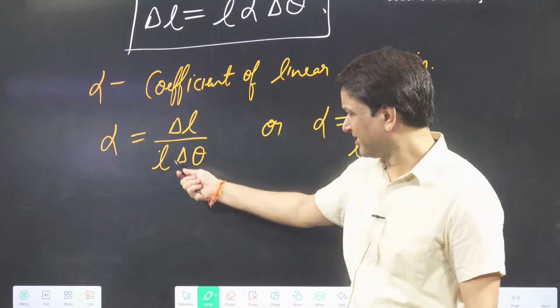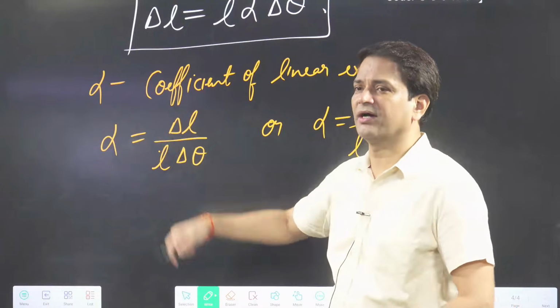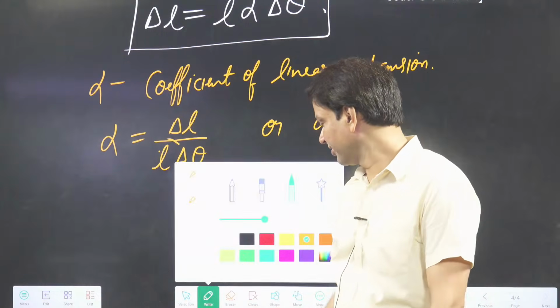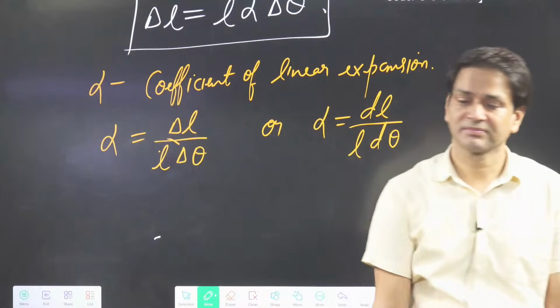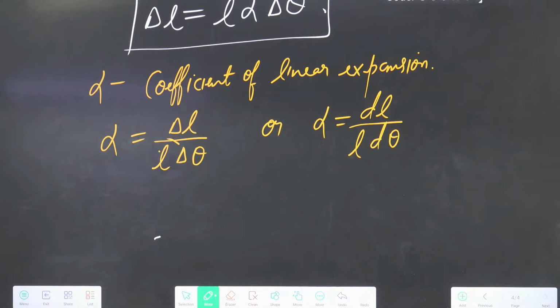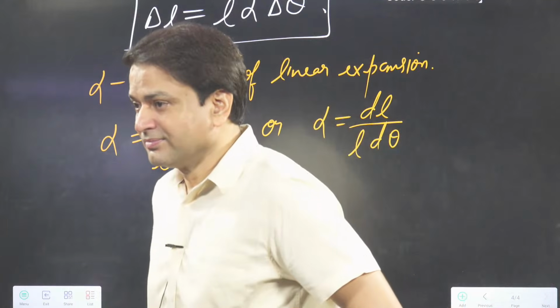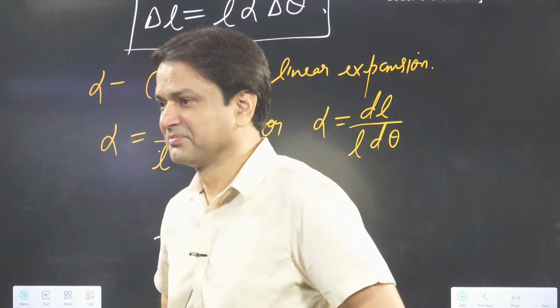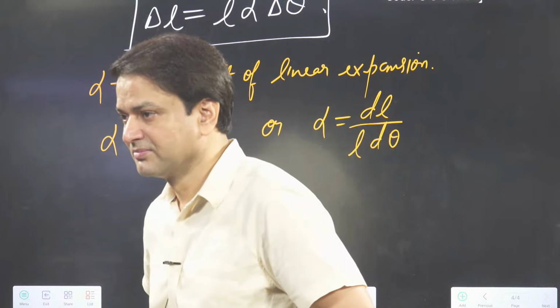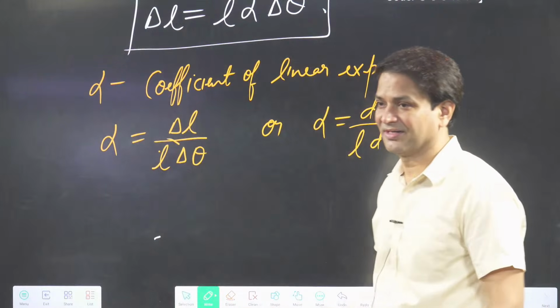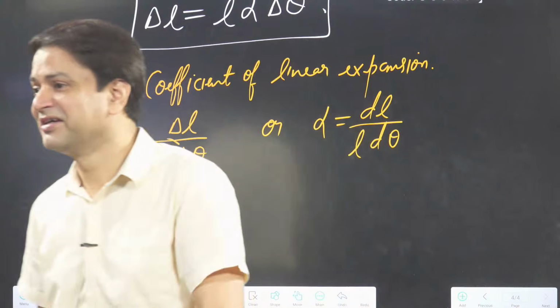A small thing: suppose I double the length of the wire or rod. What is the effect on alpha? Constant. Very good. If I double the length, some of you said it decreases by 2, which is the wrong answer.